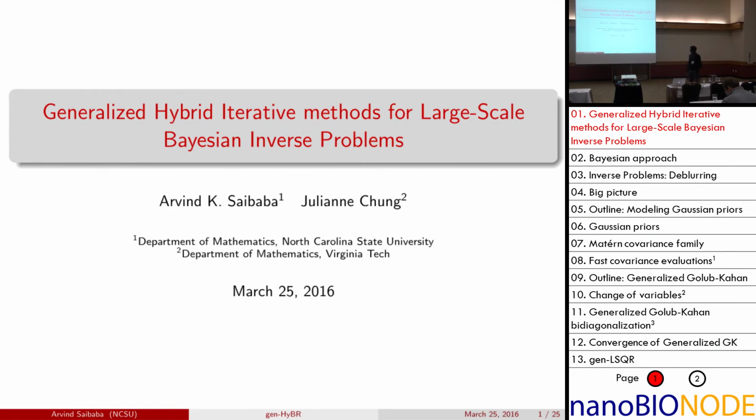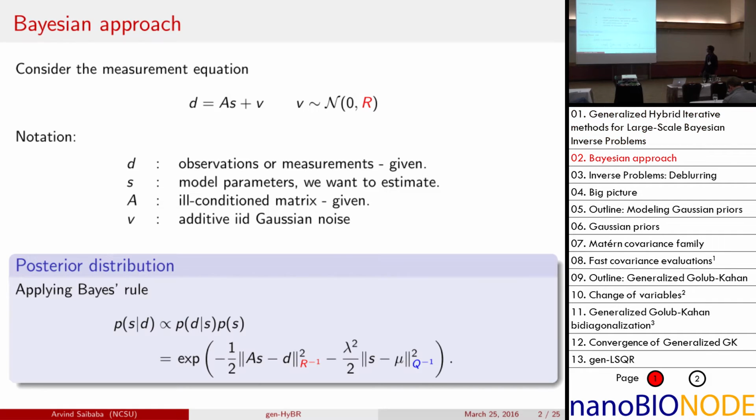So I'm going to talk about large-scale Bayesian inverse problems, which is something I've been working on for a long time. But I'm going to talk about some iterative methods for large-scale problems, and in particular, I'll motivate the need for a generalized hybrid approach. So just to set some notation, this is quite similar to what Jim was talking about.